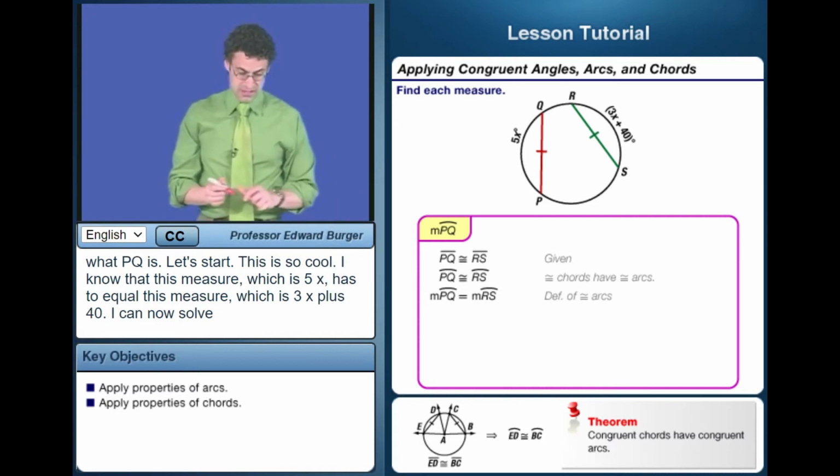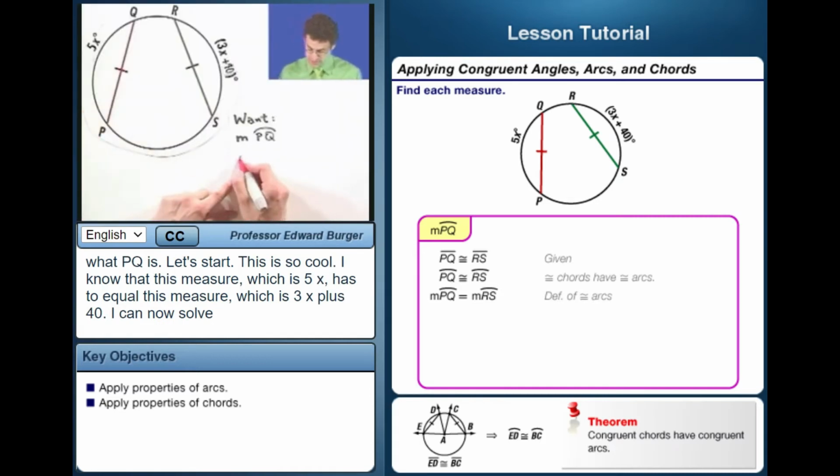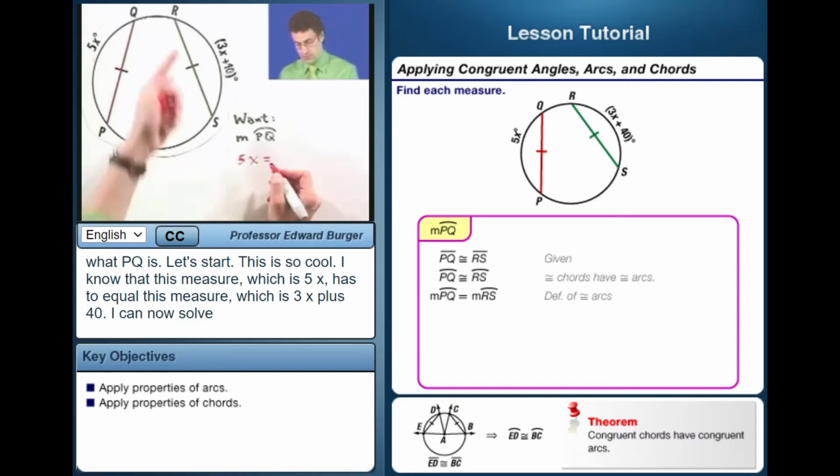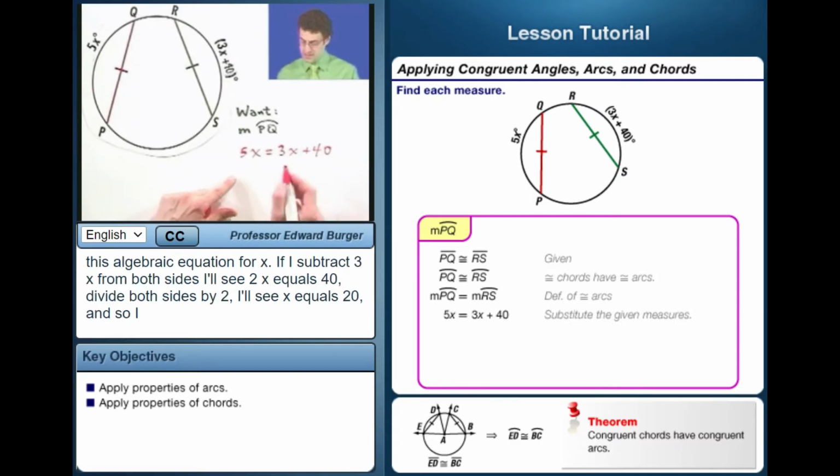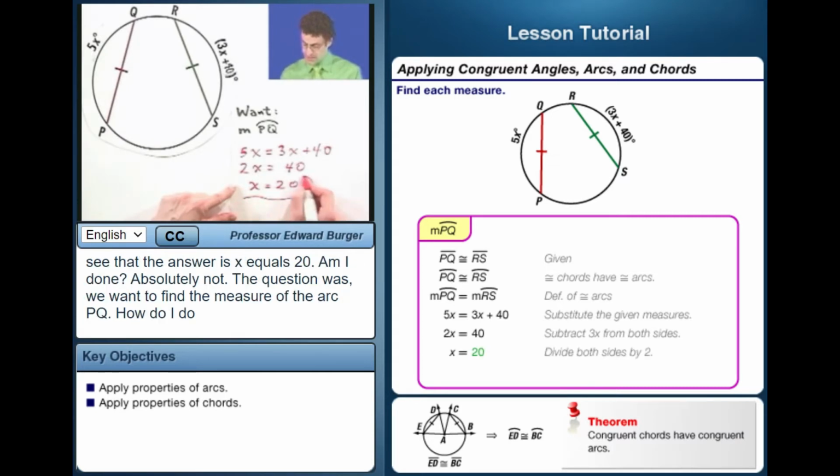This is so cool. So I know that this measure, which is 5x, has to equal this measure, which is 3x plus 40. I can now solve this algebraic equation for x. If I subtract 3x from both sides, I'll see 2x equals 40. Divide both sides by 2, I see x equals 20. And so I see that the answer is x equals 20. Am I done? Absolutely not.